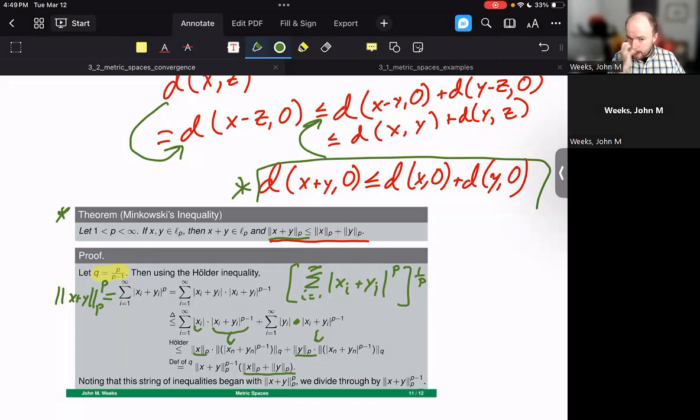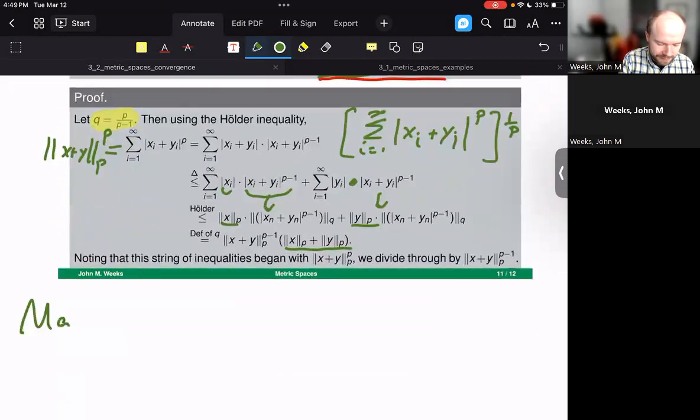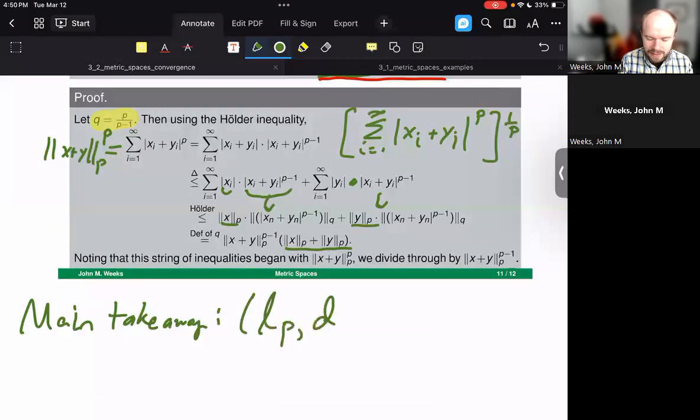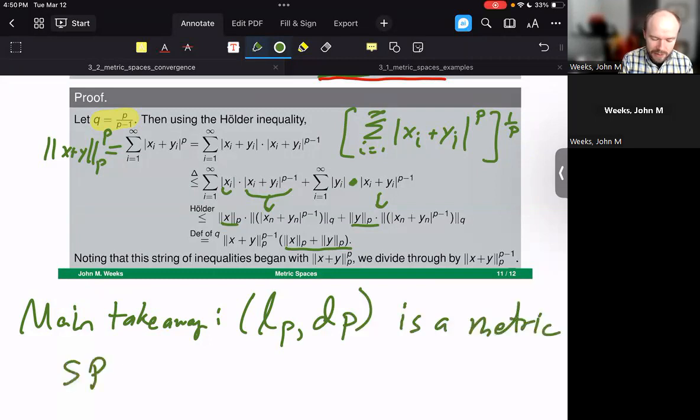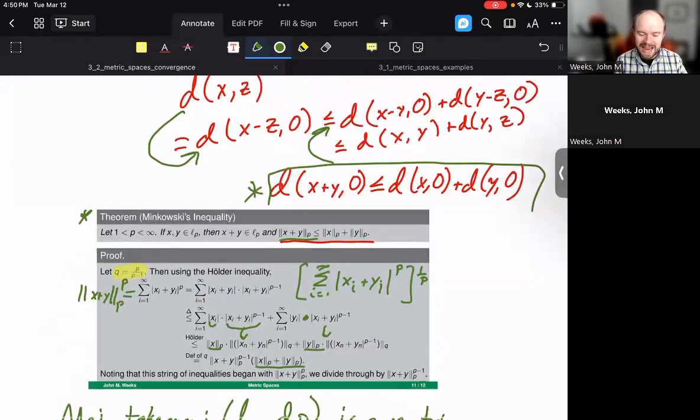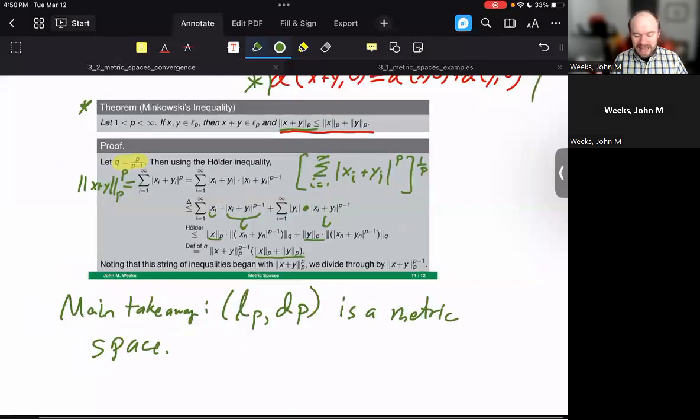We're going to be seeing some ways of working with series and looking at sequences in these particular sorts of ways. So the main takeaway from this argument right now is that little l^p with distance d sub p is a metric space. And that's basically it. We have to do a lot of work for that because we have to go through and see that the triangle inequality holds, which is exactly what we were doing up here. If you're writing notes and that's the main sentence you get from this last section, that's totally fine.